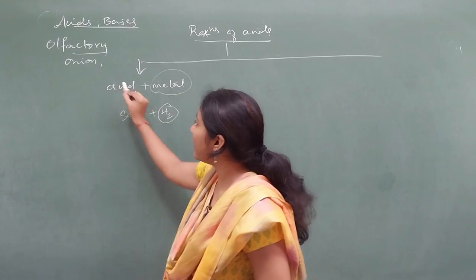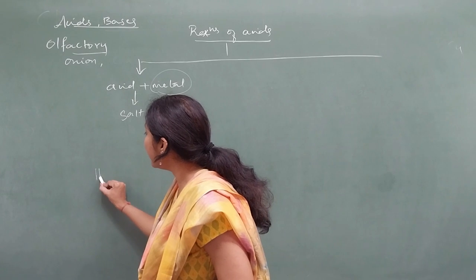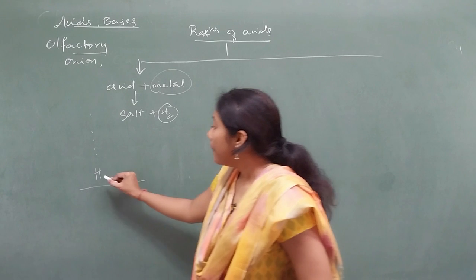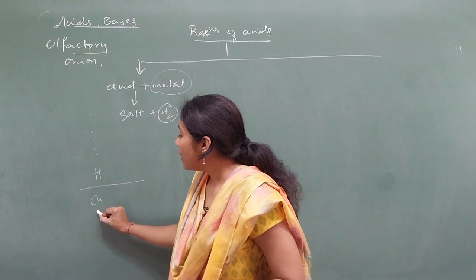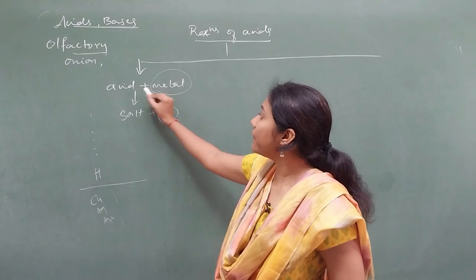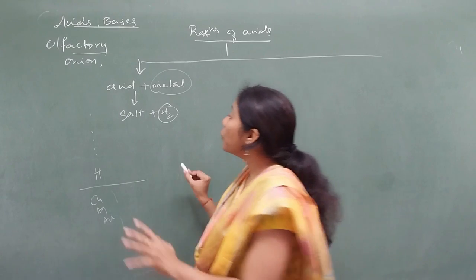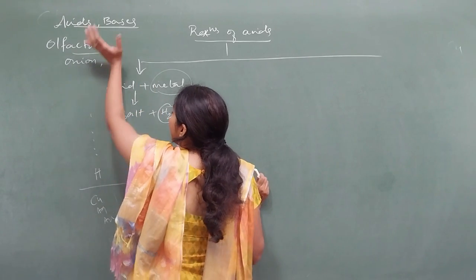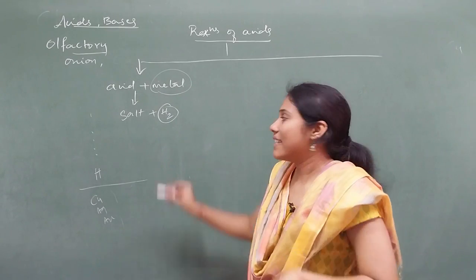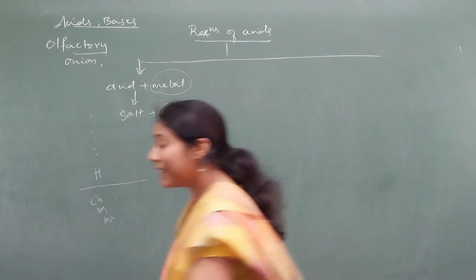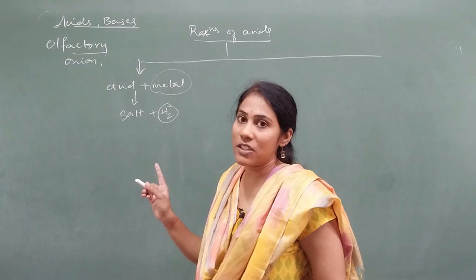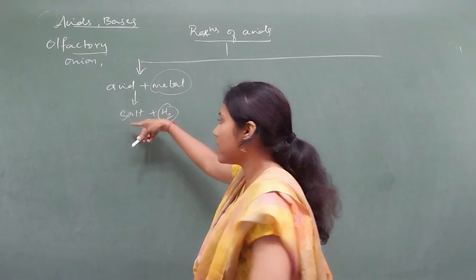And all metals cannot react with acids. Only the metals which are above hydrogen in the reactivity series can. Below hydrogen comes copper, silver and gold. These will not react with acid to give hydrogen gas. Only the metals above hydrogen in the reactivity series can react with acid to give hydrogen gas. But there is one exception here. You will study that in the metals and non-metals chapter, but I will explain it now because the situation has come.